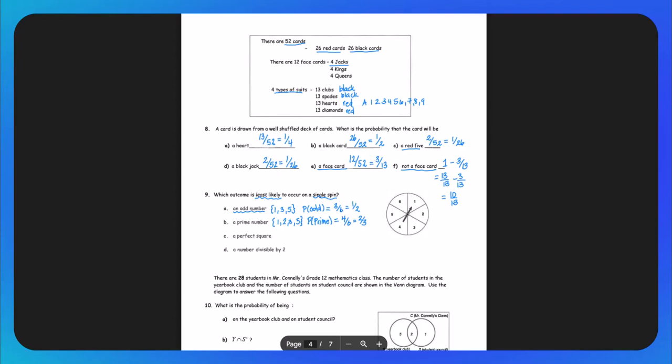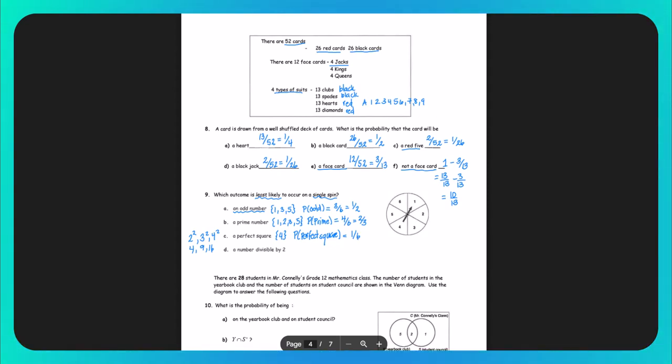Now, what is the probability that the number is a perfect square? Remember, perfect squares are those that can be written like 2 squared, 3 squared, 4 squared, and so forth. So in this case, the first 3 perfect square numbers are 4, 9, and 16. So the only one that's a perfect square is 4. So the probability of the perfect square equals 1 over 6, and then we're done.